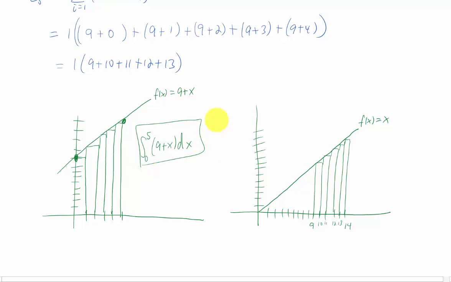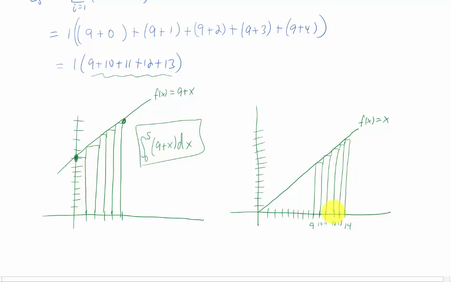But another way to interpret this Riemann sum would be to consider the function f of x equals x. If we took the width of each one of these rectangles to be 1, and we took x between 9 and 14, you could see that each one of the heights of these rectangles is 9, 10, 11, 12, and 13. So these rectangles in this situation are the exact same as those rectangles in that situation.